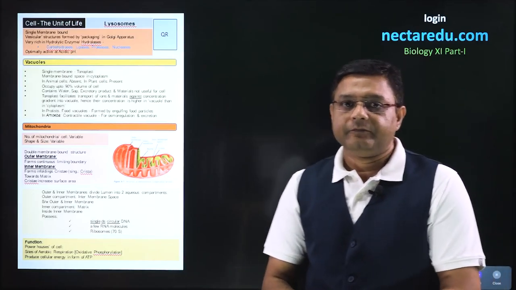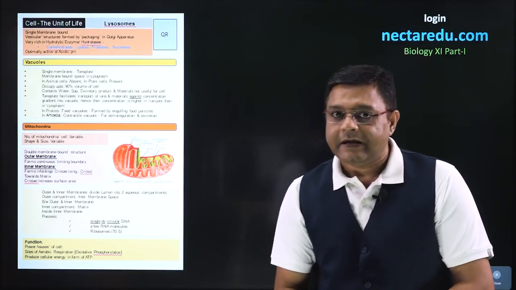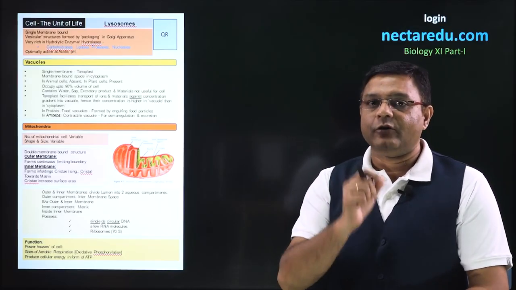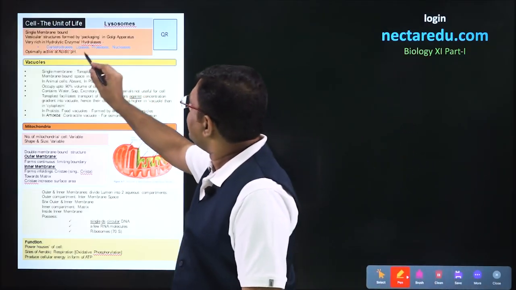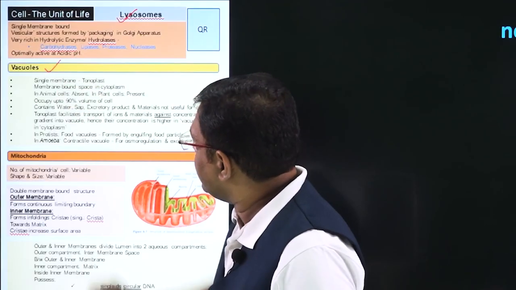In this particular video, we will look into two organelles of the endomembrane system. The first is the lysosome and the second is the vacuole.